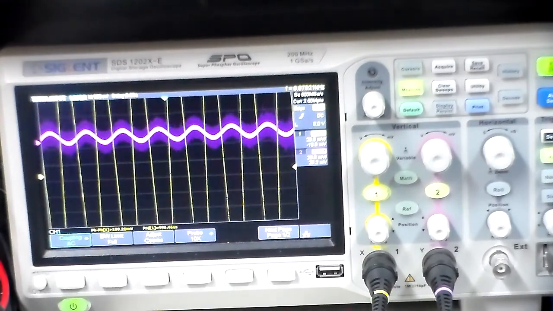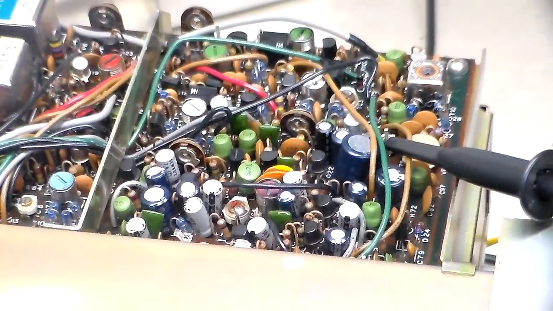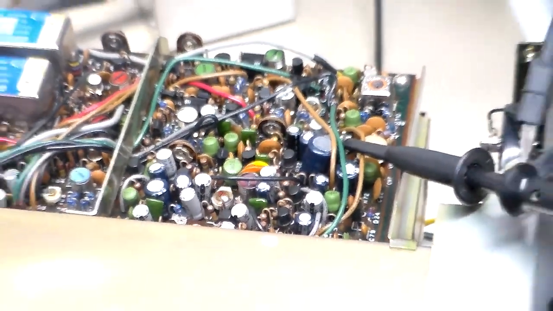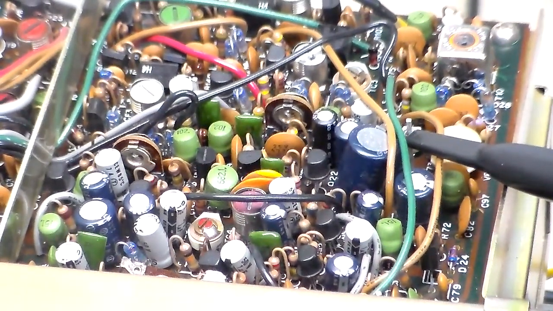I'll show you again where I was testing on the actual slow enough so that it stays focused.